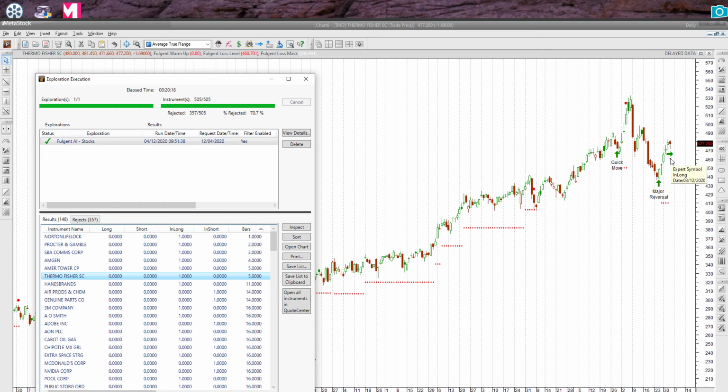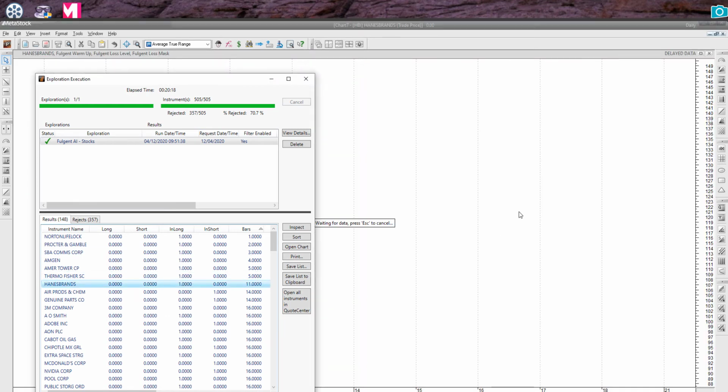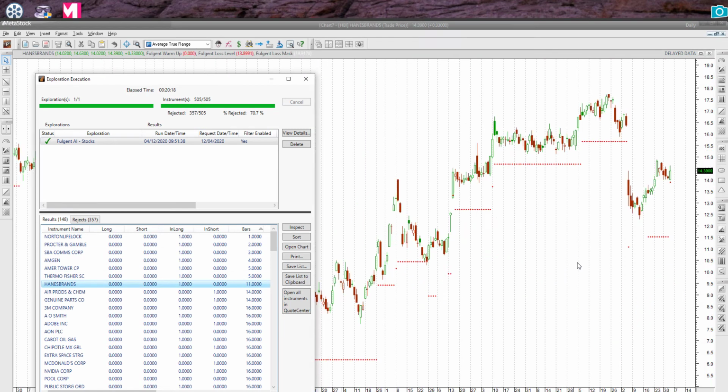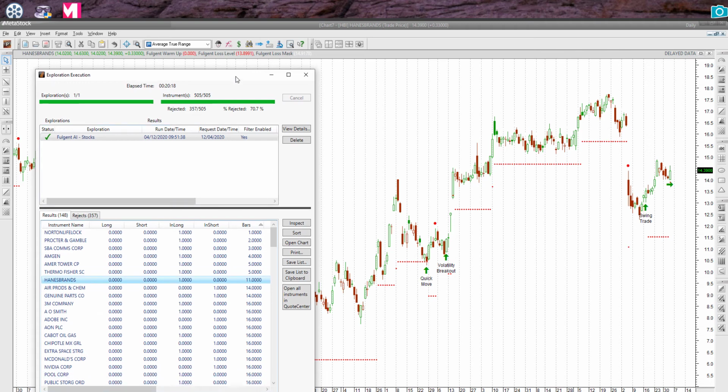It's moved the stop loss up to that level there, 460. So the stop loss is moved up. Hanes Brands, yeah, swing trade, still in trade. We had a nice swing trade a couple of days ago, 11 days into the trade. So this is how you run the scan: look for trade ideas using the AI, and focus on the most recent bars if you want to capture some of the trades.